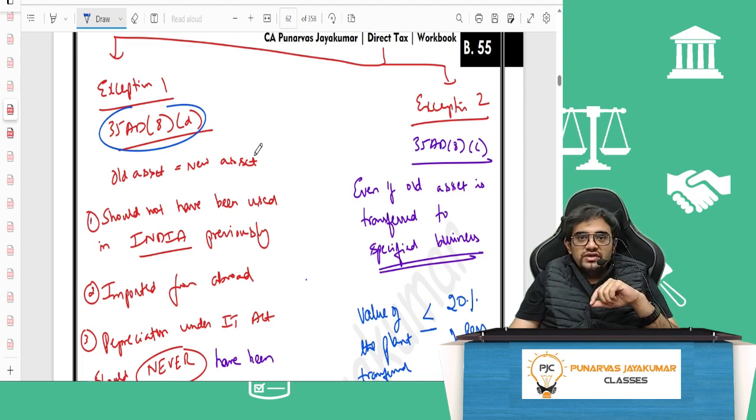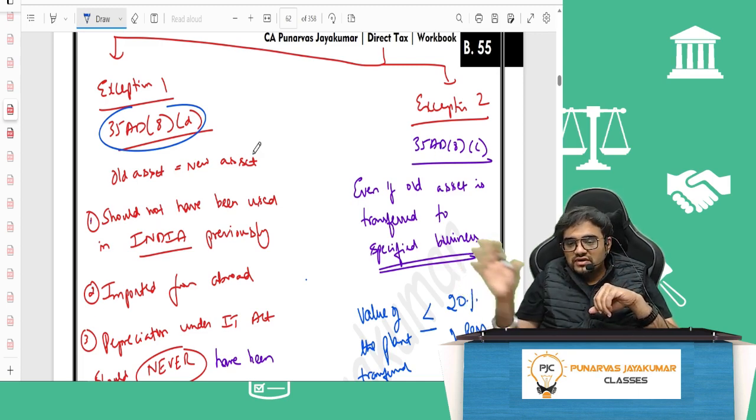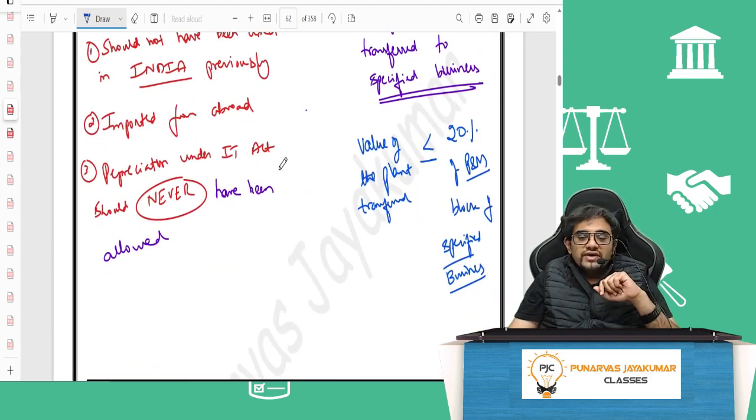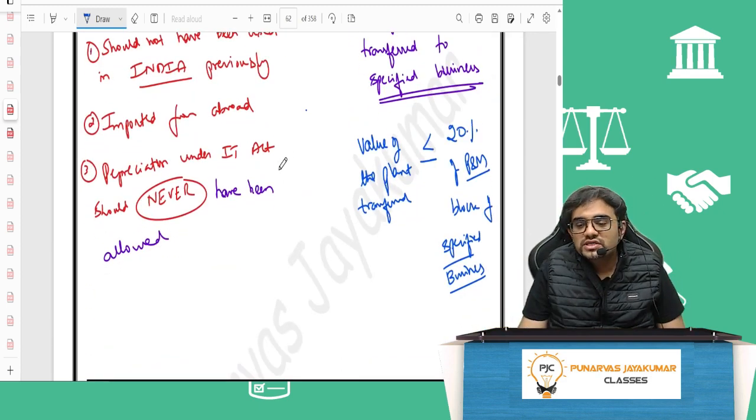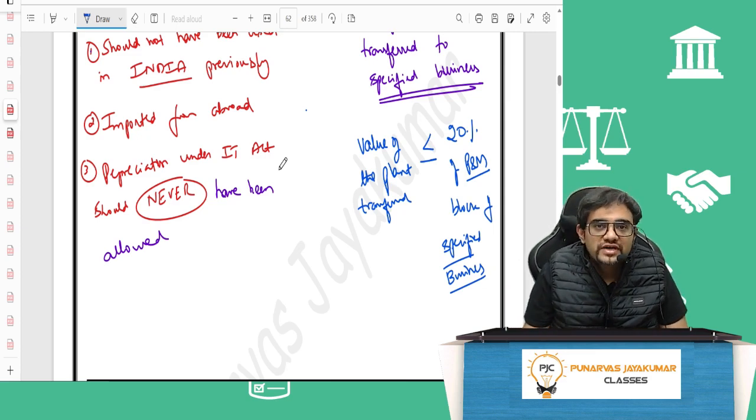Exception number 2, 35AD(8)(c): even if an old asset is transferred to the specified business, it is allowed. Even if I have an old business and from there I have transferred it here, it is allowed. However, the value of the plant which has been transferred must be less than or equal to 20% of the plant and machinery block of the specified business.